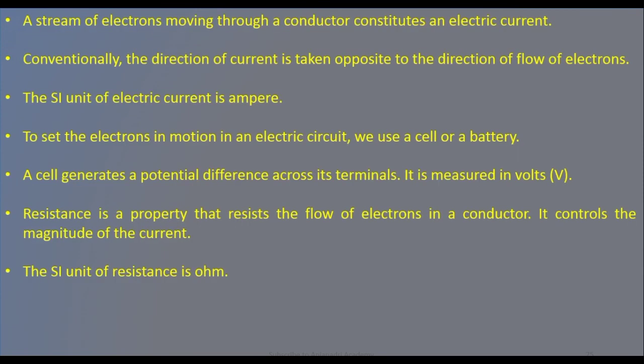A stream of electrons moving through a conductor constitutes an electric current. Conventionally, the direction of current is taken opposite to the direction of the flow of electrons. The SI unit of electric current is ampere. To set the electrons in motion in an electric circuit, we use a cell or battery. A cell generates a potential difference across its terminals. It is measured in volts. Resistance is a property that resists the flow of electrons in a conductor. It controls the magnitude of the current. The SI unit of resistance is ohm.